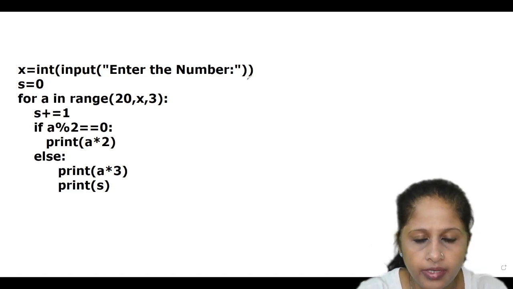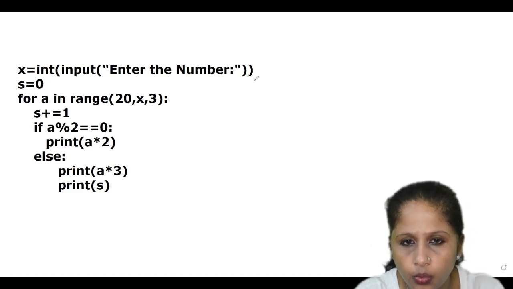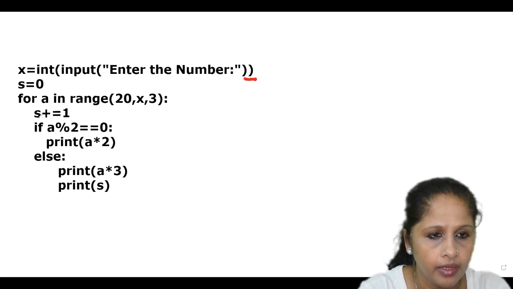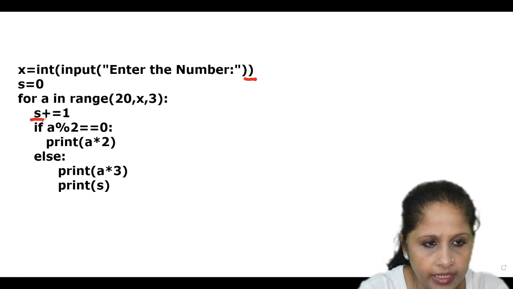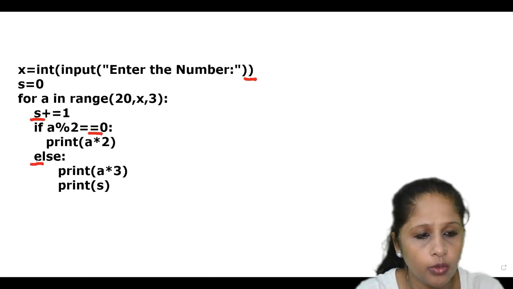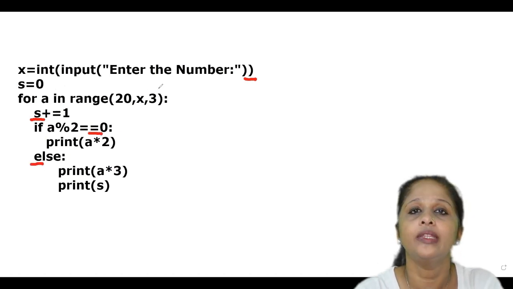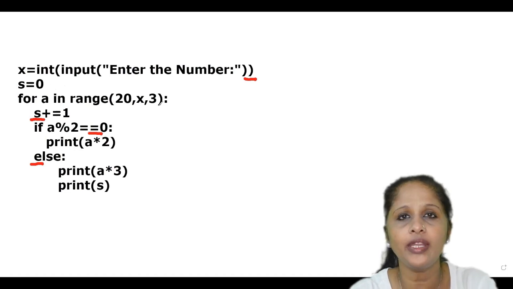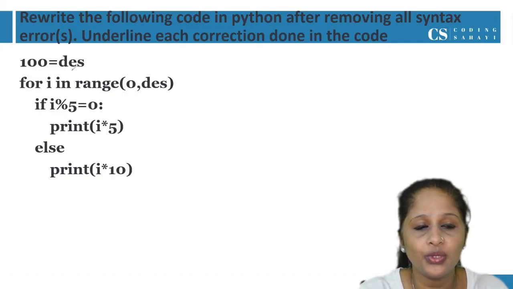So here first change we made here, so underline it. Then here we made a change, that is changed to small letter. Then here again, and here also we made a change. So this is the corrected code. So let's do the next question. So let's do the third question.